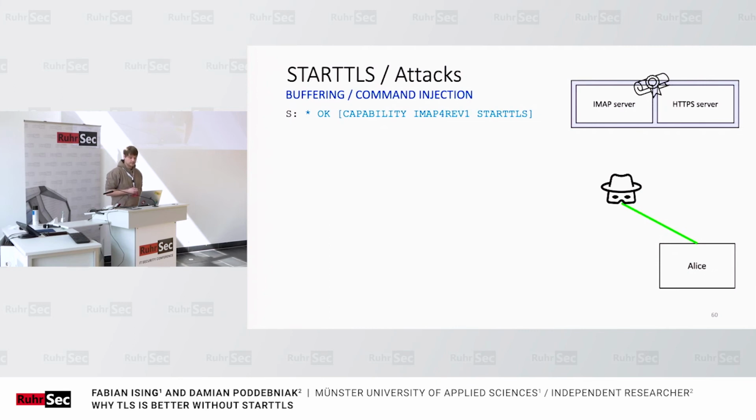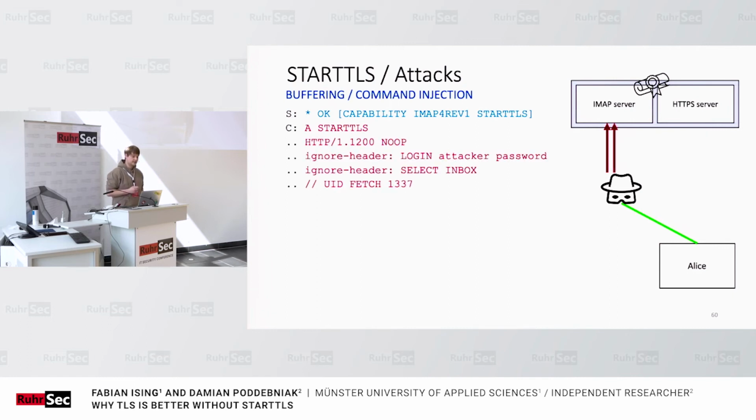It will receive the greeting, then send the STARTTLS command, and then send a very specifically crafted set of valid IMAP commands that somehow resemble artifacts of HTTP. So the server will respond with an OK and expect the TLS handshake. And now at this place, the attacker can just proxy Alice's connection to the IMAP server.